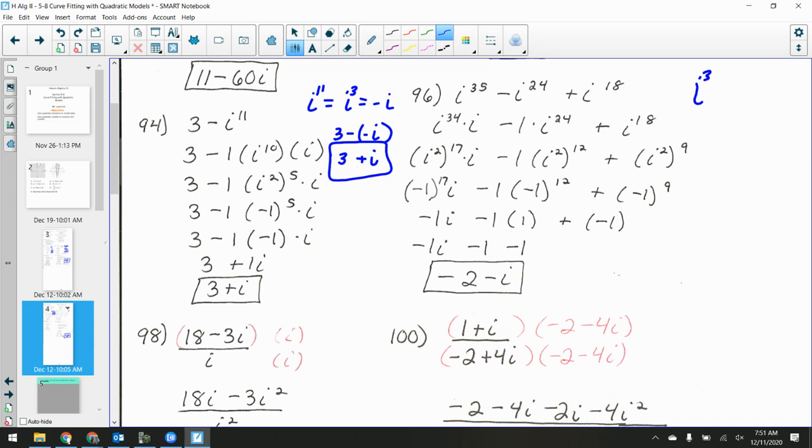And then 24. 24 is divisible by 4, right? So this is going to act like i to the 0. And then i to the 18th, well, 18 divided by 4 is 4 remainder 2, right? It'd be like 4.5. So remainder 2, that's going to act like i squared. So this is like negative i minus 1 plus a negative 1, right? So negative i minus 2, or negative 2 minus i.